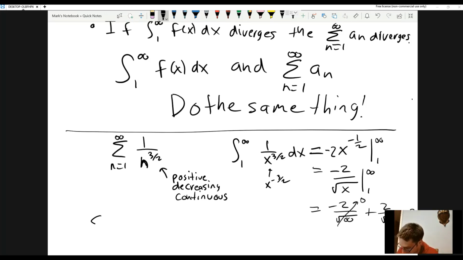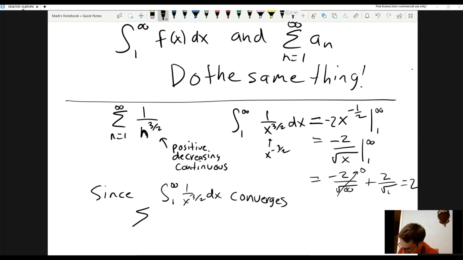So since the integral gave us a finite answer, it converged. The sum must converge as well.